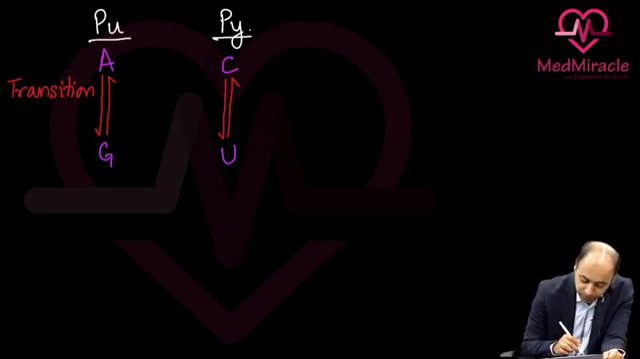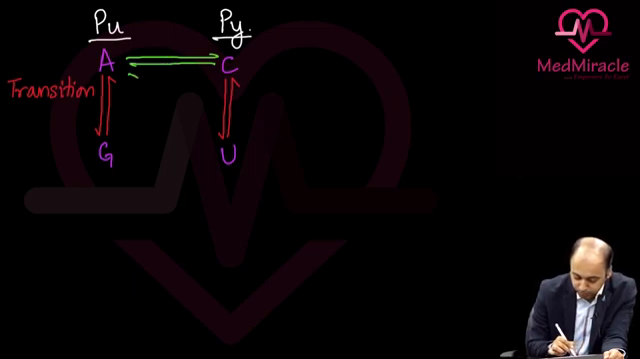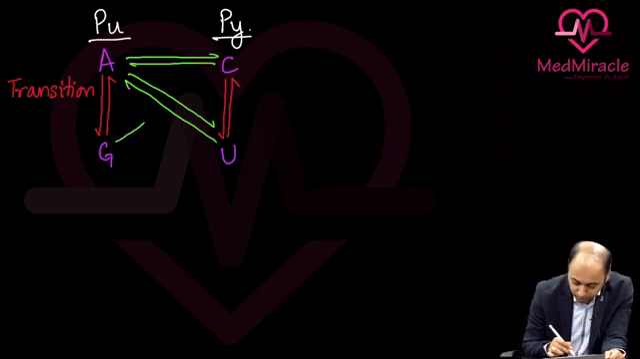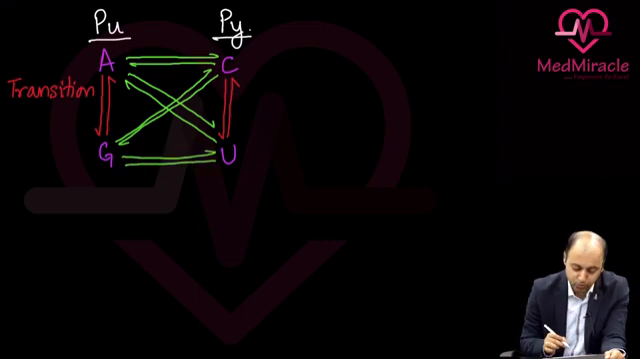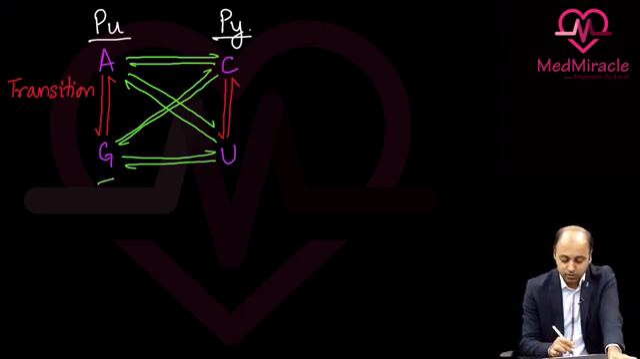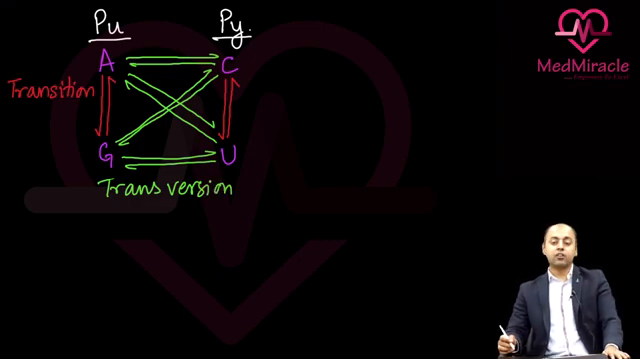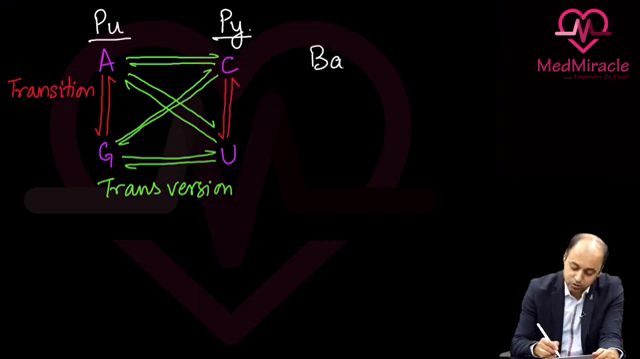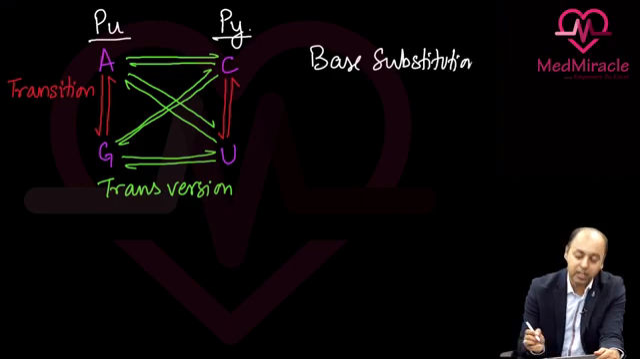But if I do something different, a purine replaced by a pyrimidine, or a pyrimidine replaced by a purine, so an interchange, this is called transversion. So you can have transition or transversion when we are talking about base substitution. Any of the two can occur.